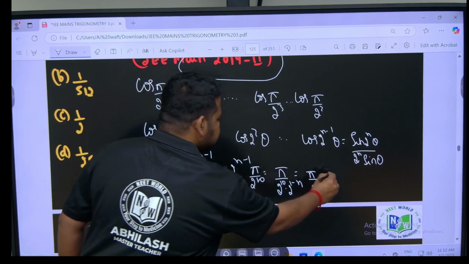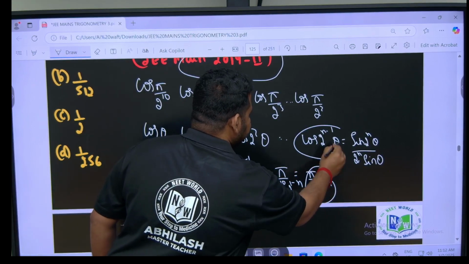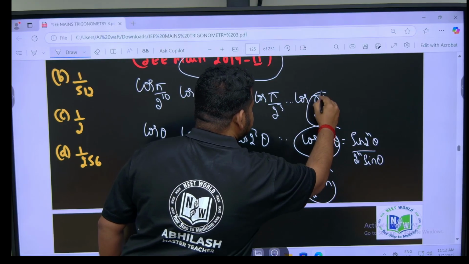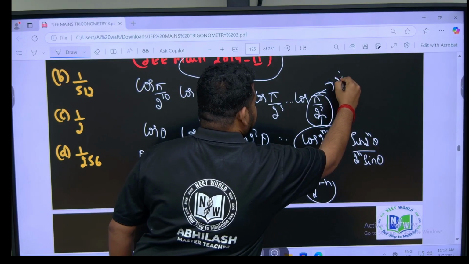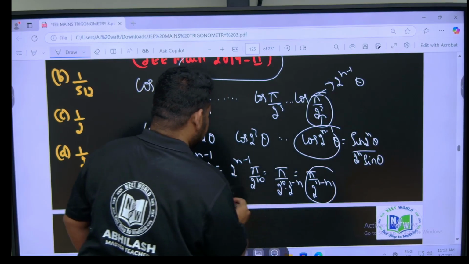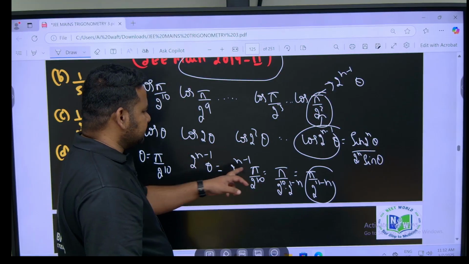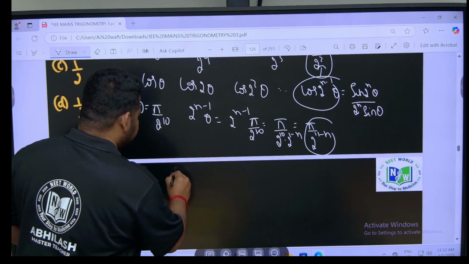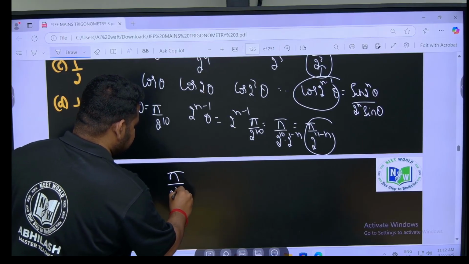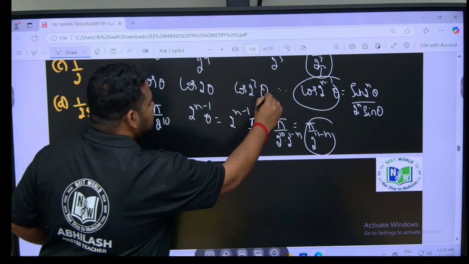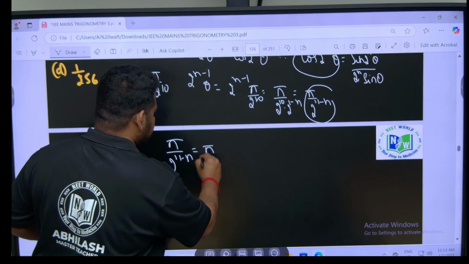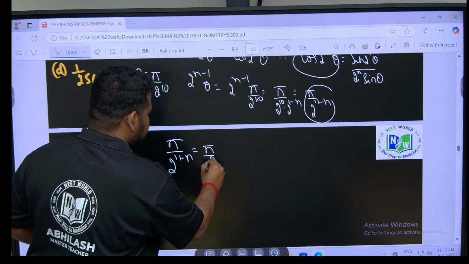Now this is nothing but what? This 2 to the power of n minus 1 is nothing but equal to this. So this value is equal to 2 to the power of n minus 1 into theta. But what we got? 2 to the power of n minus 1 into theta, we got it as pi by 2 to the power of 11 minus n, is equal to cos of pi by 2 square. We got it as pi by 2 square. Okay. I hope you understood.